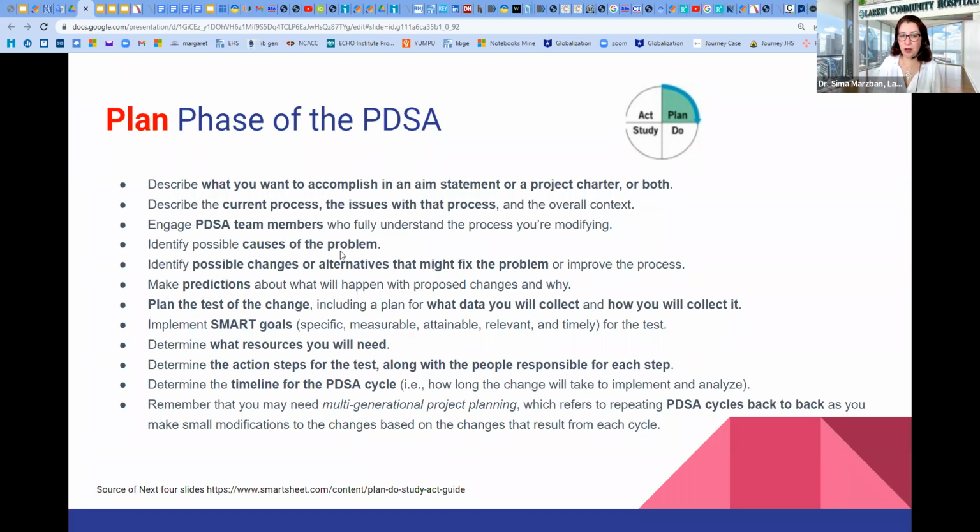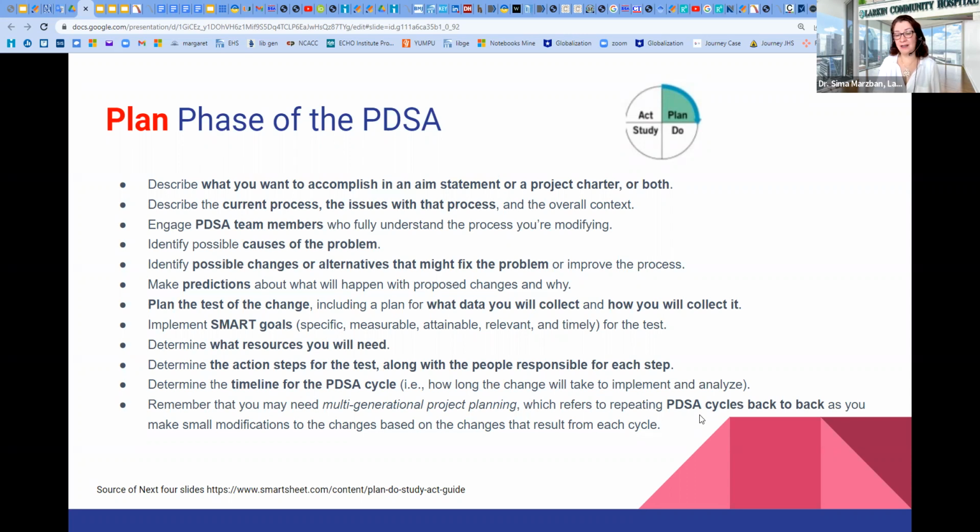PDSA team members, causes of the problem, fishbone, possible changes or alternatives that might fix the problem, predictions, plan the test of the change. This is important to define what is our intervention, what change we are testing to prove its effectiveness. Smart goals are important. What resources we will need, what action steps, we talked action steps are important. What would be the timeline?